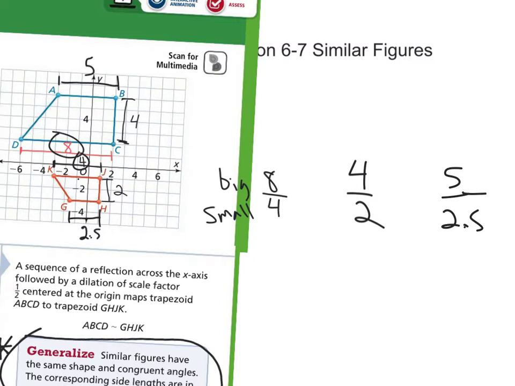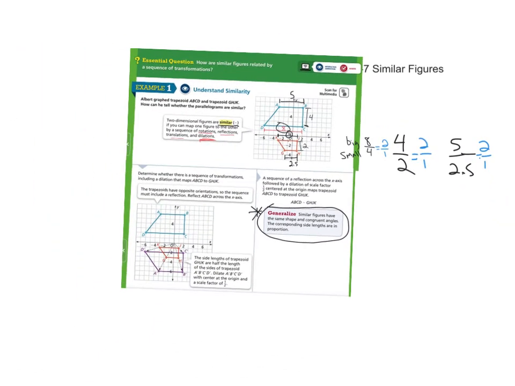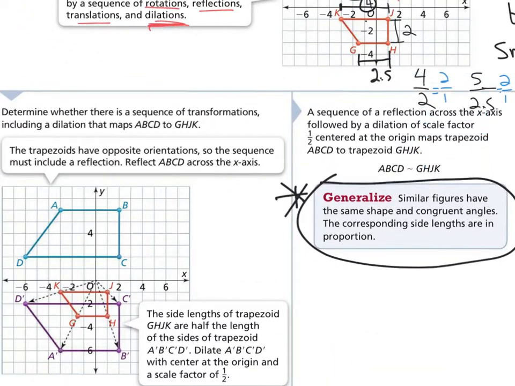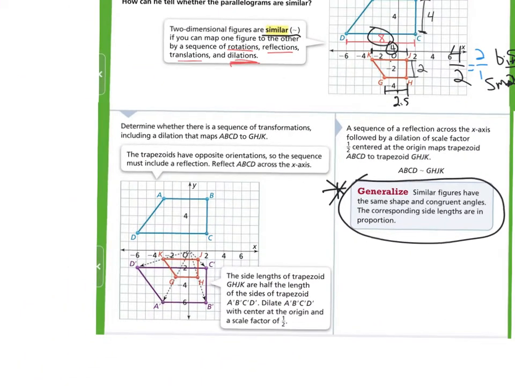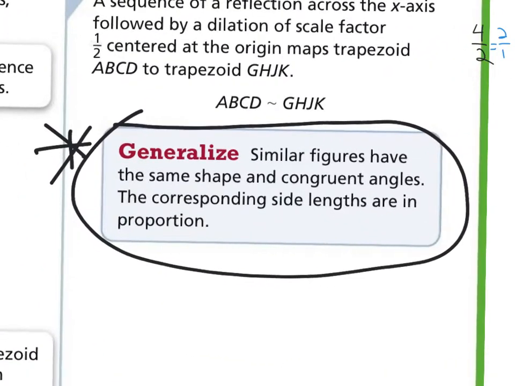If you have the bigger number in the numerator, you could divide these out, or you could try and reduce them. If you divide them out, you'll get 2. If you reduce them, you get 2 over 1. So they all end up the same, and so they are going to end up being similar to each other. And here is what I'm looking at in this generalized box. Similar figures have the same shape and congruent angles, and the corresponding side lengths are in proportion. So that's what we were doing. Looking at the side lengths, we were seeing whether the side lengths were proportional or not.